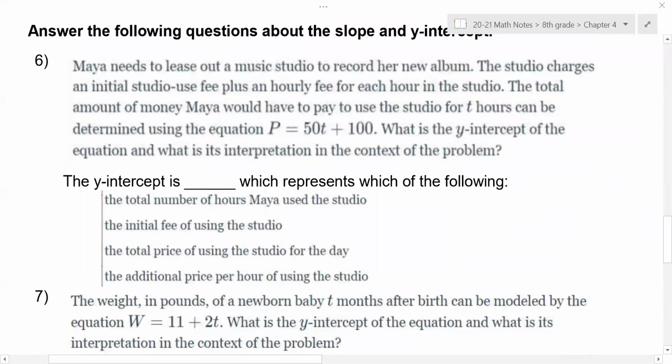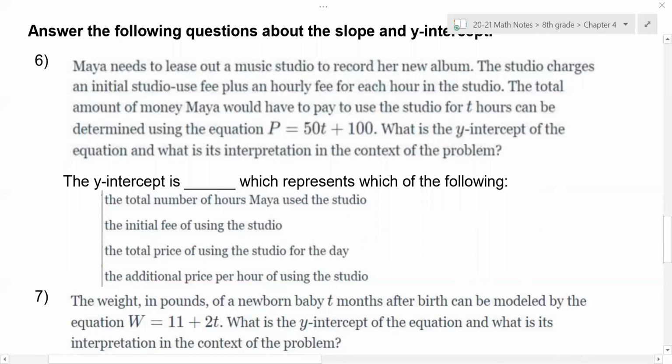Maya needs to lease out a music studio to record her new album. Awesome. The studio charges an initial studio use fee plus an hourly fee for each hour in the studio. The total amount of money Maya would have to pay to use the studio in t hours can be determined by the equation P equals 50t plus 100.